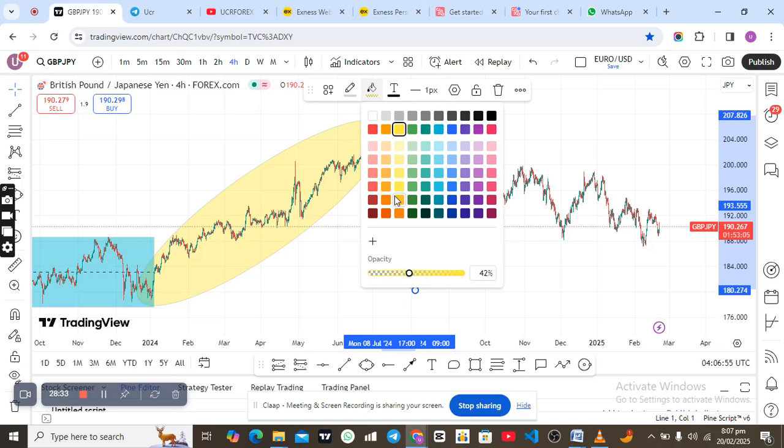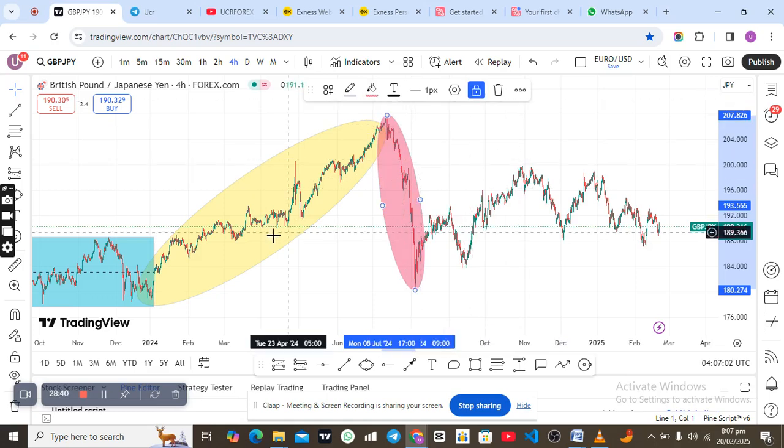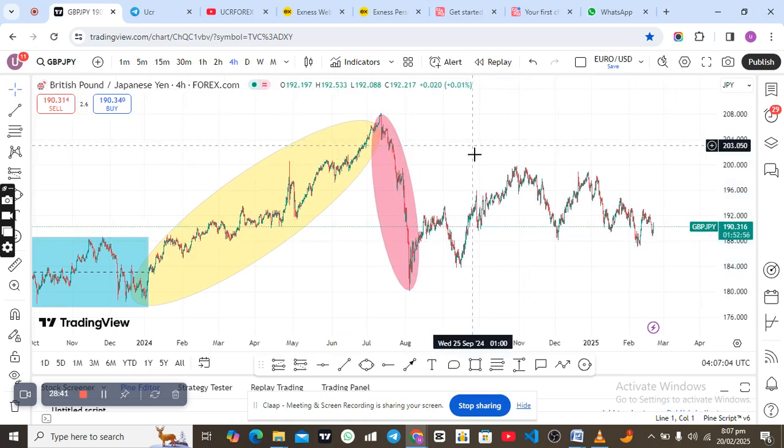Let's use a very particular color for it. So this is what we call a downtrend market. We call this one an uptrend market. What you can also see here is another consolidation phase market as well. From here, the market made a move to the upside.